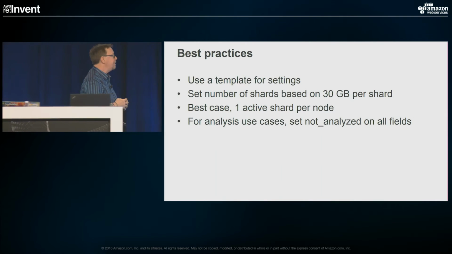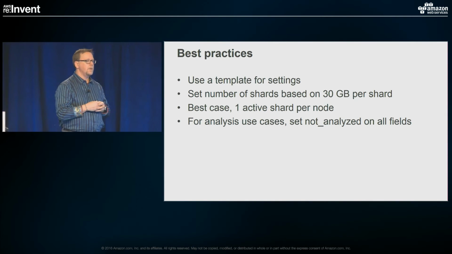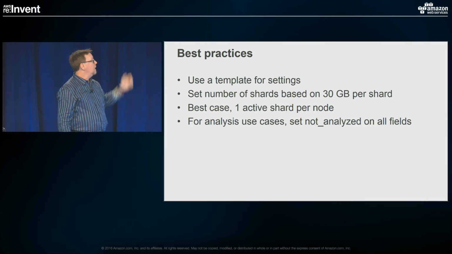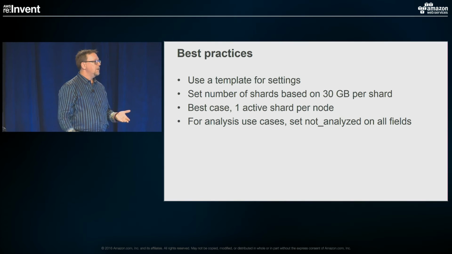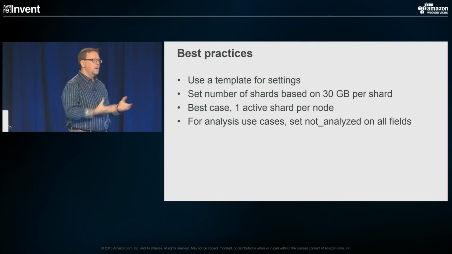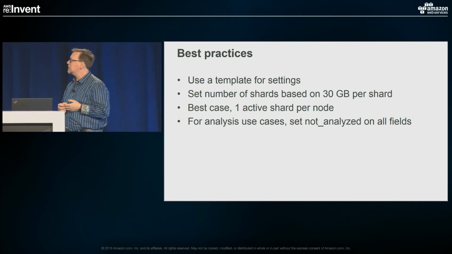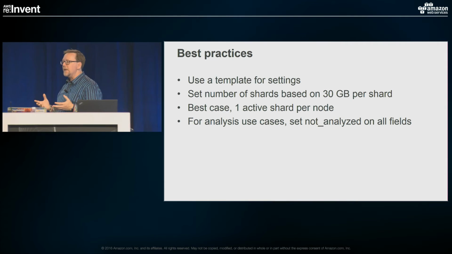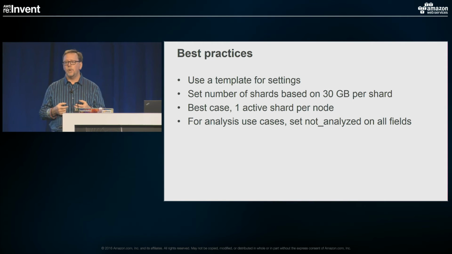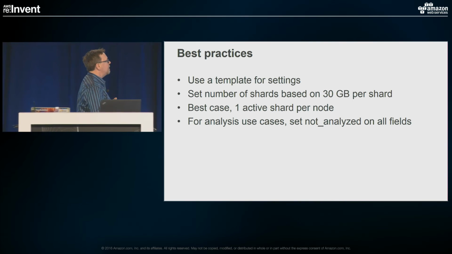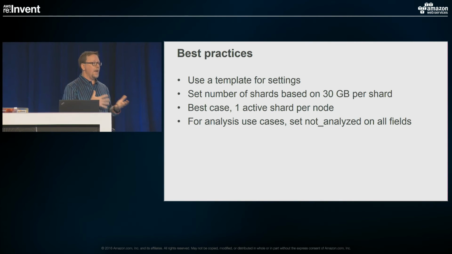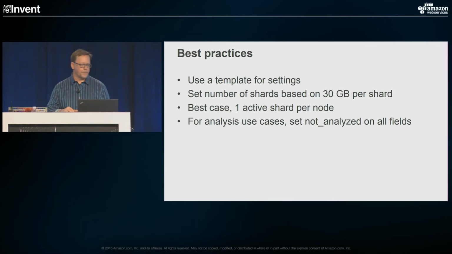And in the meantime, again, just to review a couple of the best practices that we hit. So use a template for settings. That way, every time an index is created, it gets the settings that you want. Set the number of shards based on 30 gigabytes a shard as a target. In the best case, you have one shard per node. One active shard per node also works. And then for analysis use cases, you want to use not analyzed on your text fields.